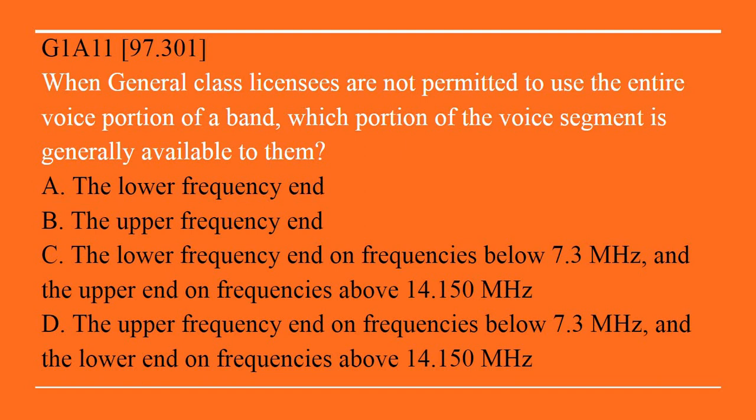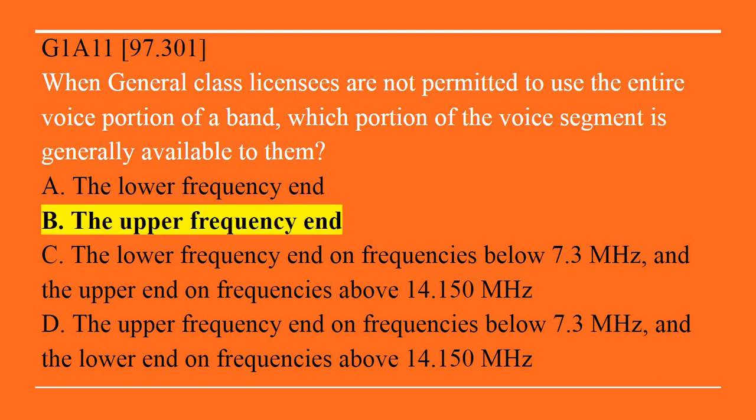G1A11. When general class licensees are not permitted to use the entire voice portion of a band, which portion of the voice segment is generally available to them? A. The lower frequency end. B. The upper frequency end. C. The lower frequency end on frequencies below 7.3 MHz and the upper end on frequencies above 14.150 MHz. Or D. The upper frequency end on frequencies below 7.3 MHz and the lower end on frequencies above 14.150 MHz. Correct answer here is B. The upper frequency end.